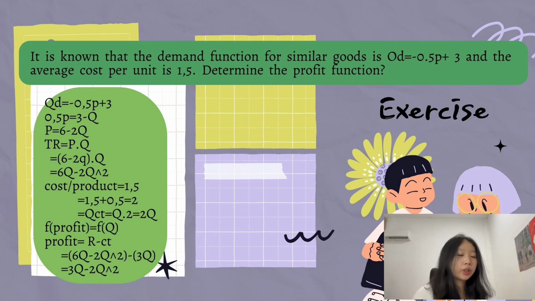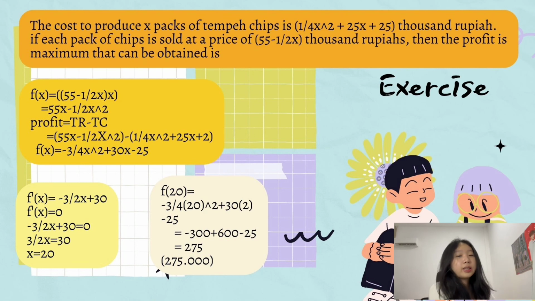The next one was the function of profit. The profit equals total revenue minus the CT, where the total revenue was 6Q minus 2Q power of 2, minus 3Q, so the function of profit remains 3Q minus 2Q power of 2. So for this last example, we have to determine the maximum profit that this company gets.